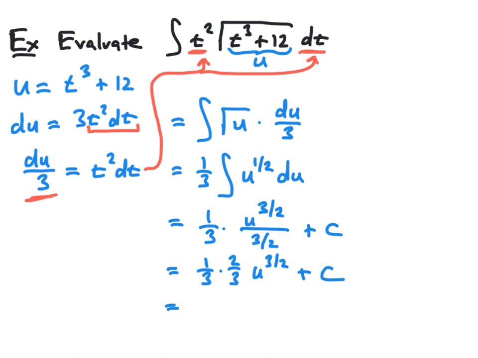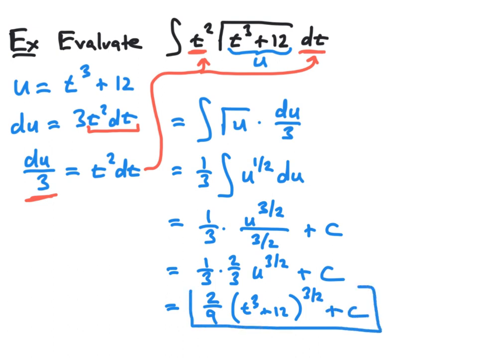And at the end, we can combine our constants to give us a constant of 2/9. And then u we can replace with t cubed plus 12. So we have t cubed plus 12 to the 3/2 power plus c. And so the final form of our indefinite integral is 2/9 t cubed plus 12 raised to the 3/2 power plus c.